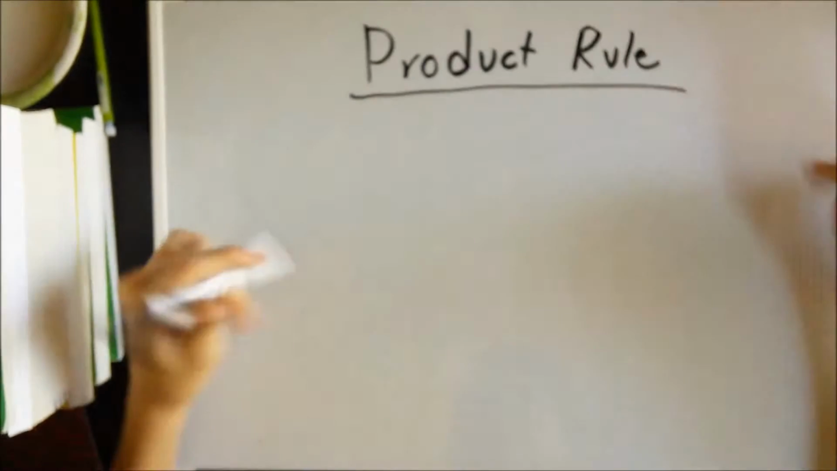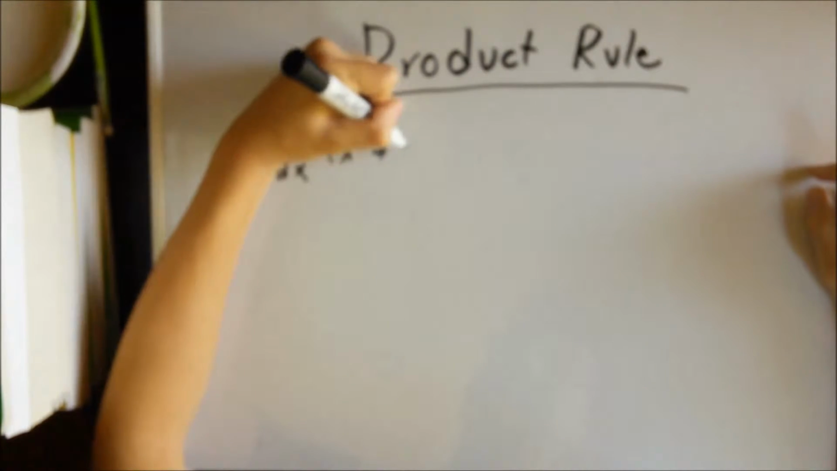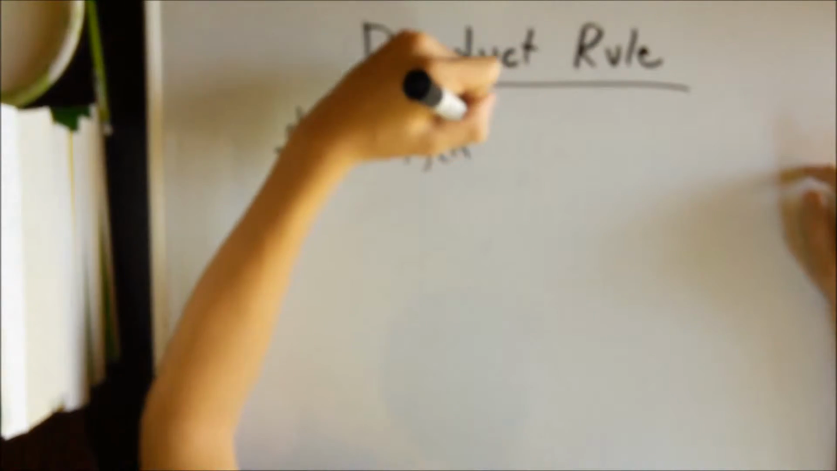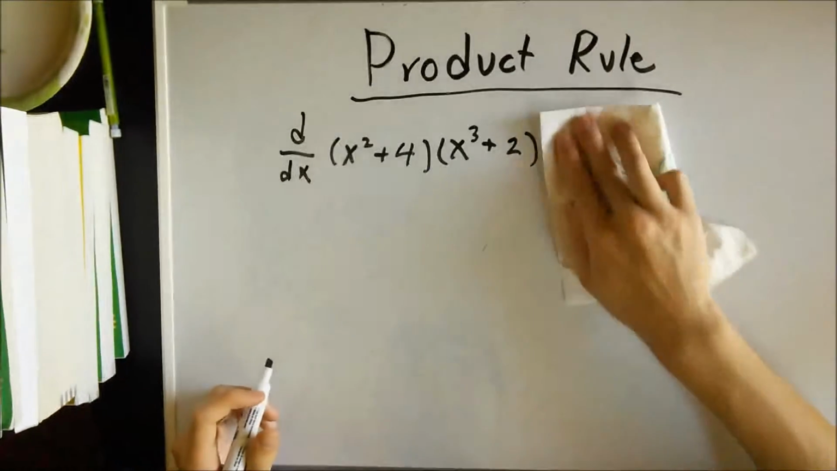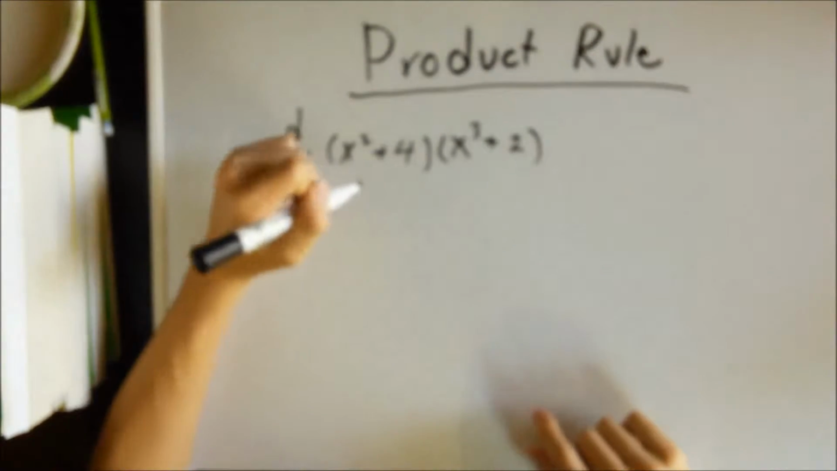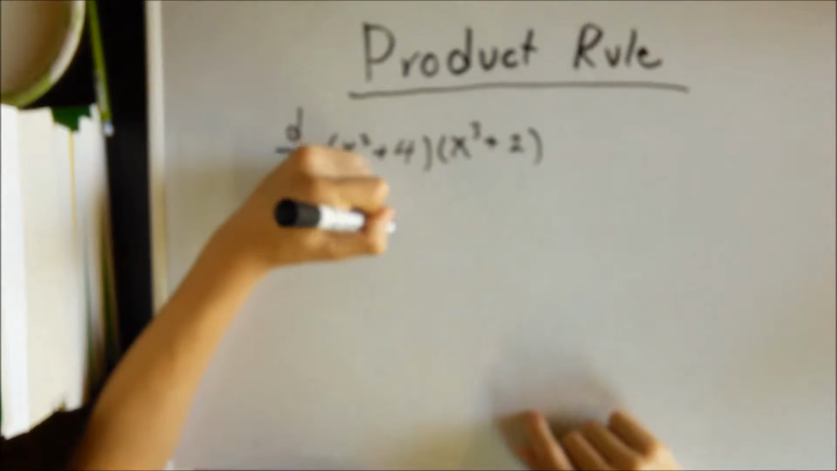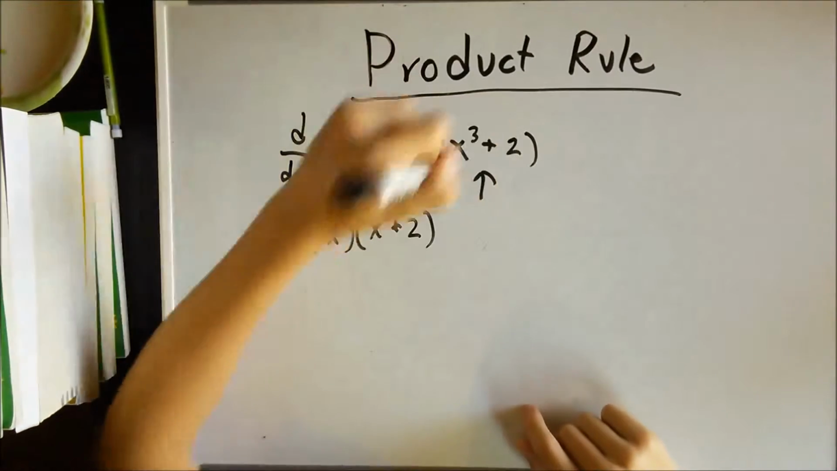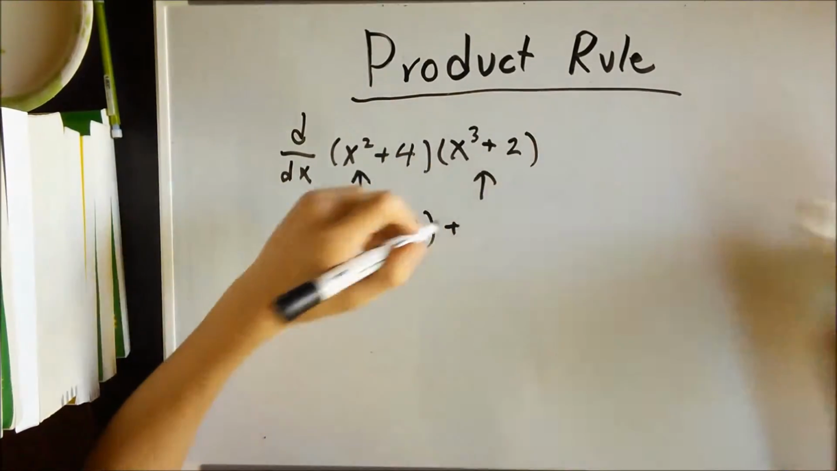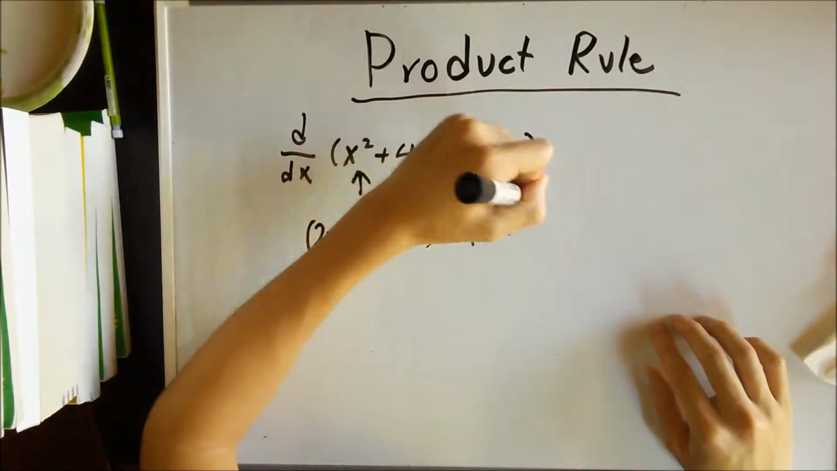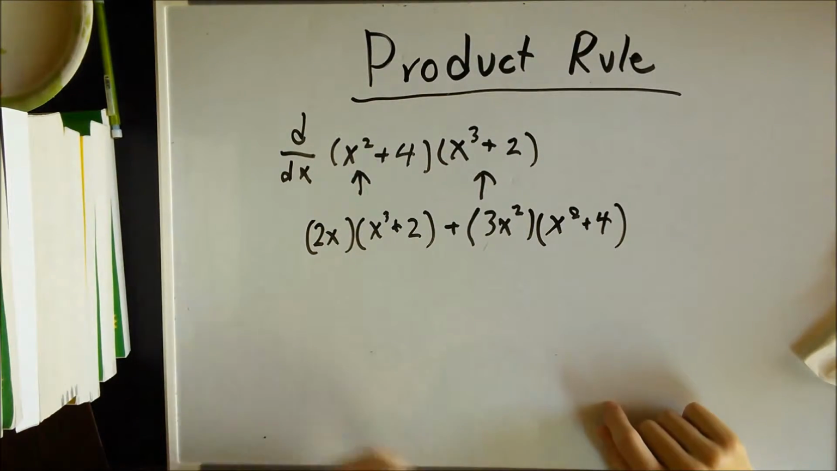So for our first function, in this case, we have x squared plus 4 times x cubed plus 2. So like I said earlier, we have to take the derivative of the first function and multiply it by the second. So in this case, we have 2x times x cubed plus 2, and then we take the derivative of the second function, multiply that by the first function. So we have 3x squared times x squared plus 4.